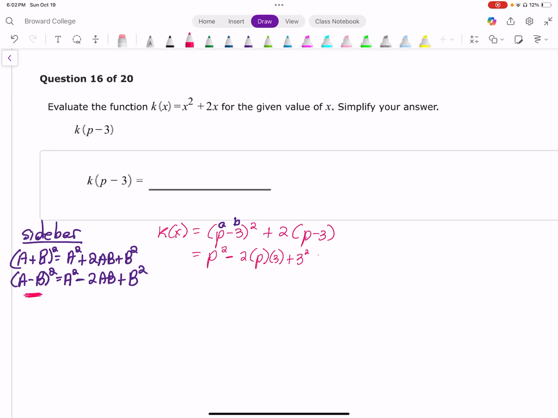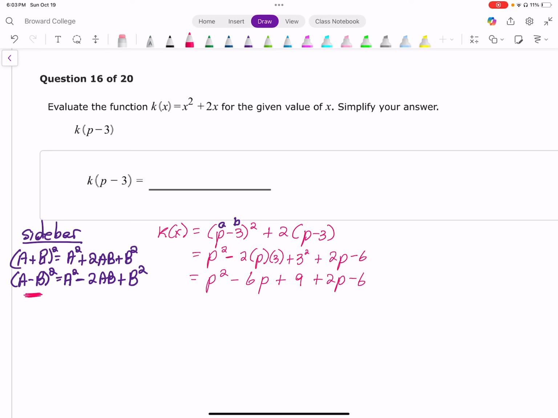And then for this part, distributive, so it's going to be 2p minus 6. All right, so just clean it up a bit. P squared minus 2 times 3 is 6, so that's going to give me 6p plus, and now I have plus 2p, and that's going to give me my minus 6. All right, so, oh, I missed something right here. Plus 3 squared is 9, plus your 2p minus 6.